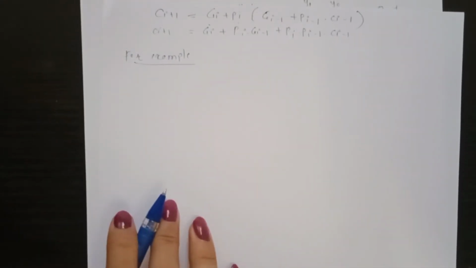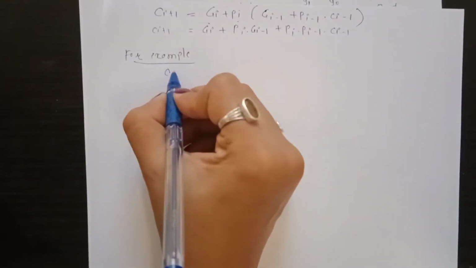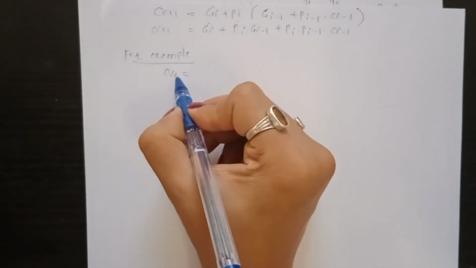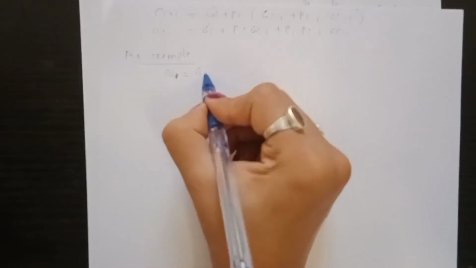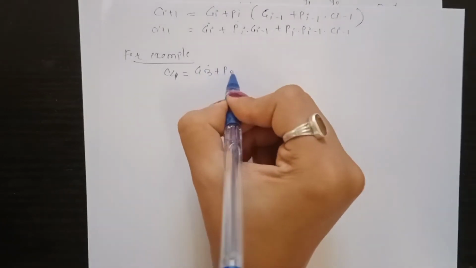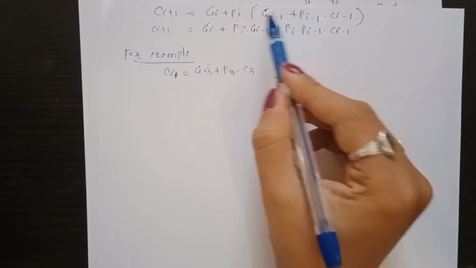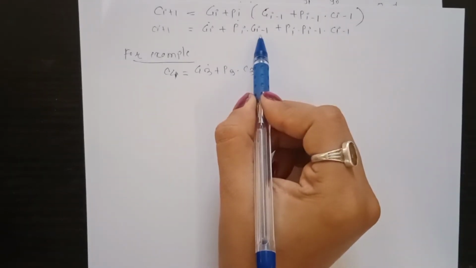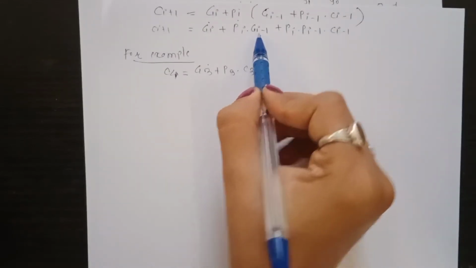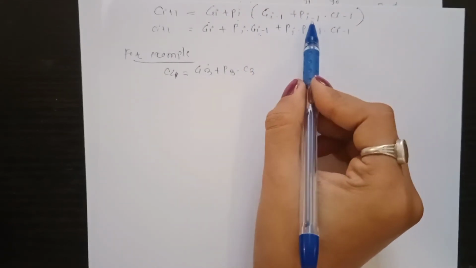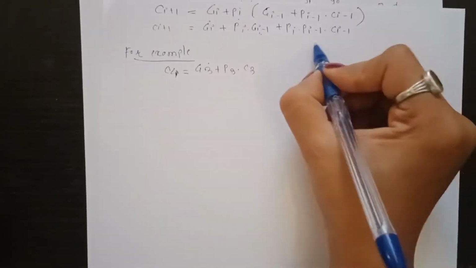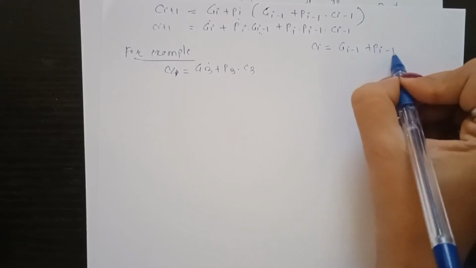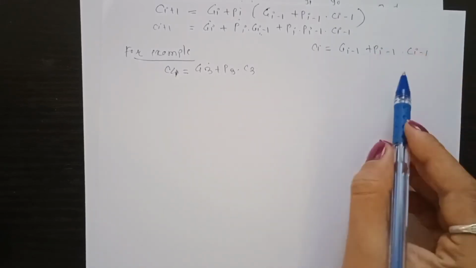For example, we have written C4. So what is the C4? It is G3 plus P3 into C3, because it is i minus 1. Okay, Gi minus 1 plus Pi minus 1 into Ci minus 1. This is the term for Ci. Gi minus 1 plus Pi minus 1 into Ci minus 1. So it is minus 1.